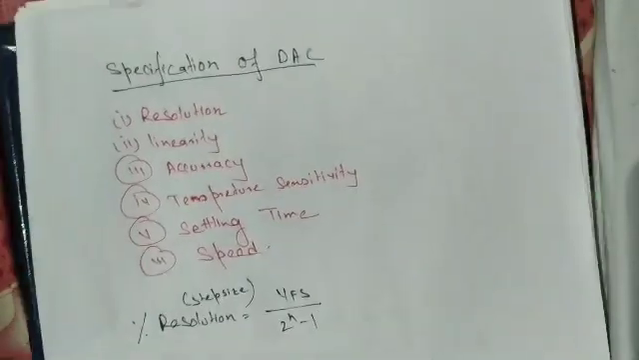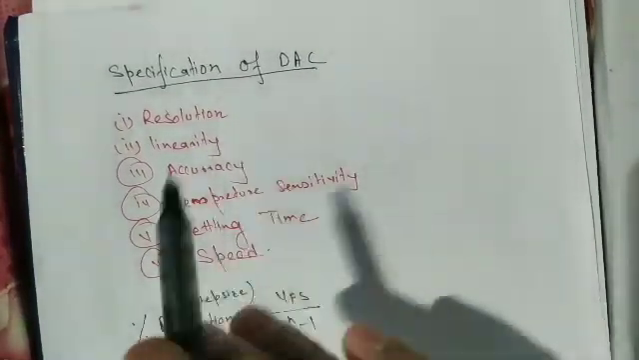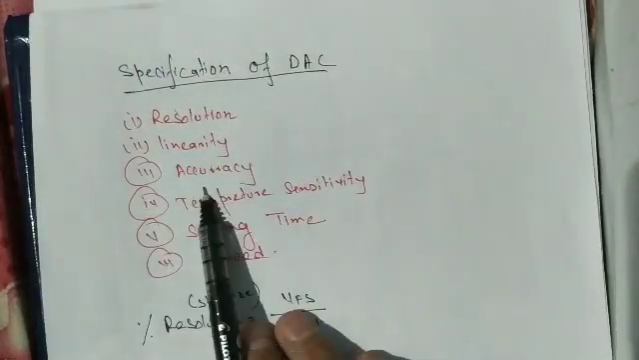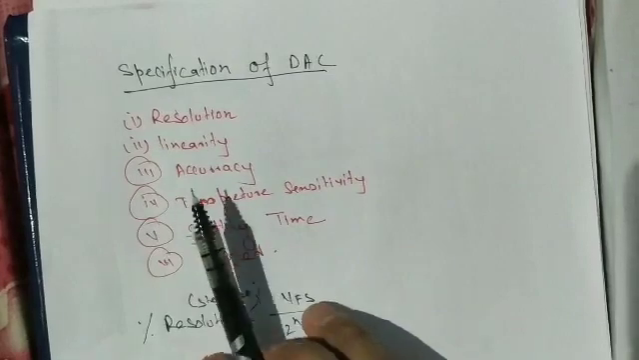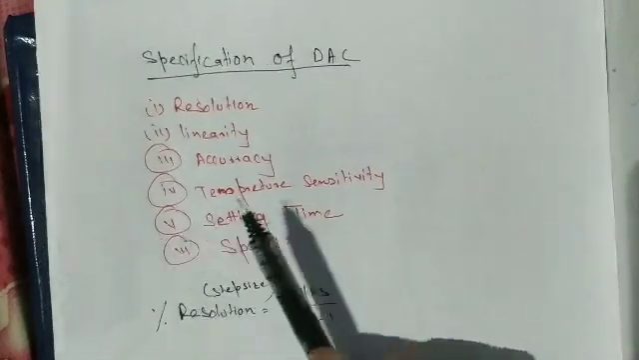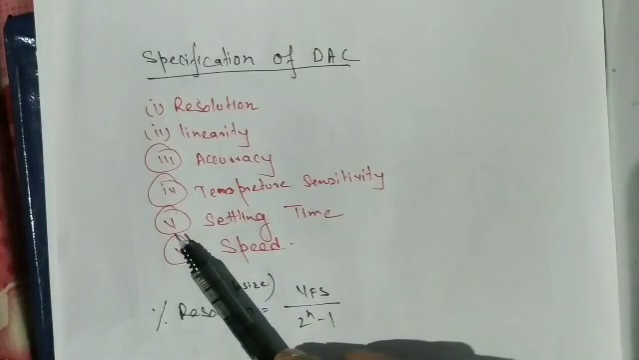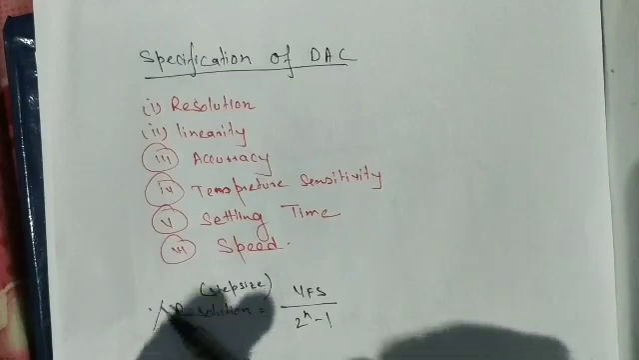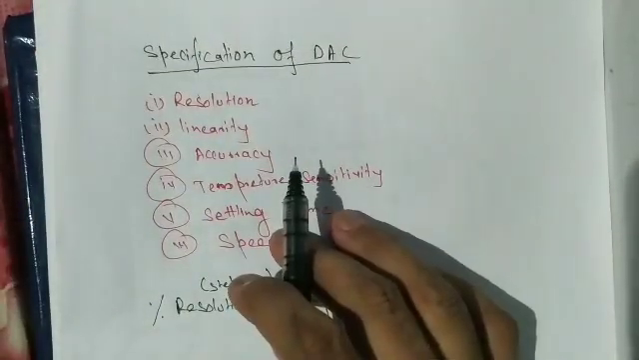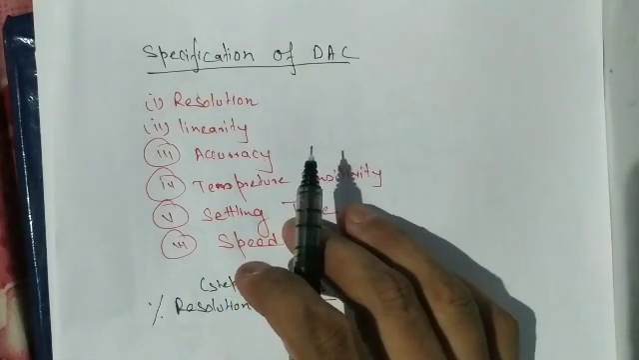Linearity means that the graph should be linear. It should not be like zigzag or exponential. Graph should be linear. Accuracy, the output value should be accurate. It does not have much variation. And temperature sensitivity, this DAC should be temperature constant. It means that as the temperature changes, the output does not change much. There will be small changes, but changes should not be large.